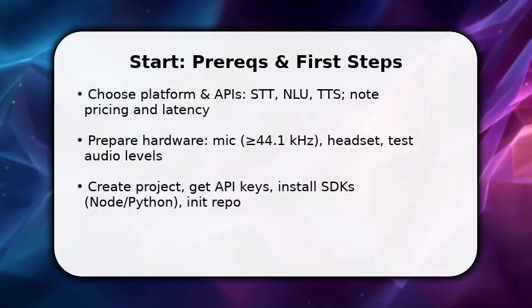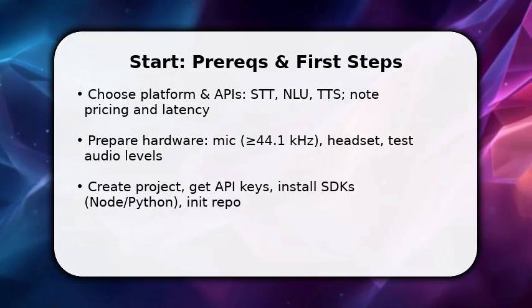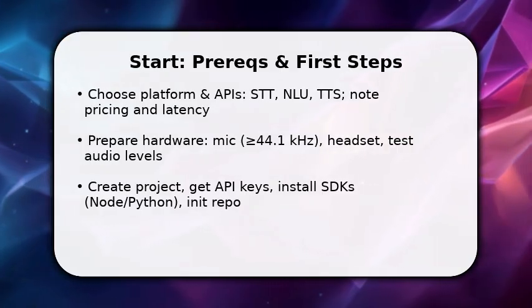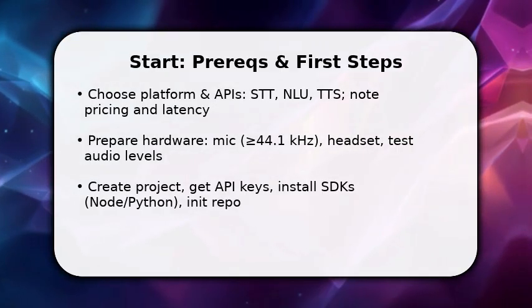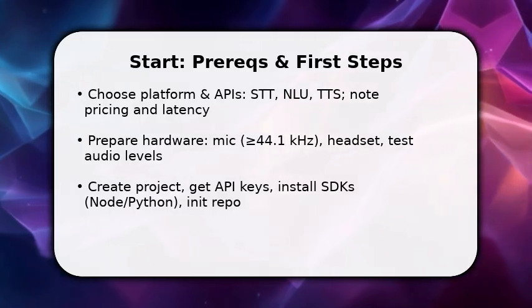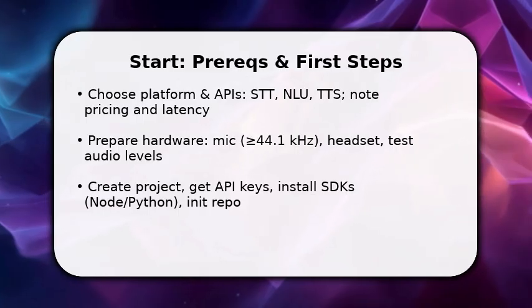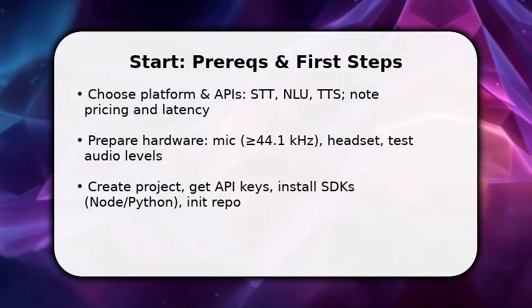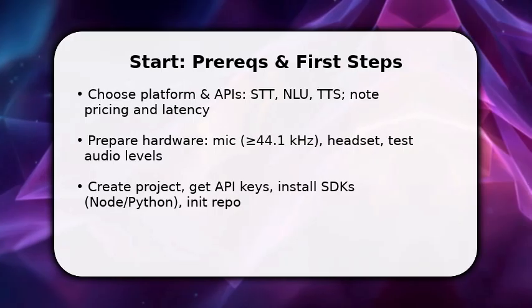You begin by locking key prerequisites so you can build immediately. Pick your speech-to-text, natural language service, and text-to-speech providers based on latency and cost. Once chosen, procure API keys, set up a project repo, and install SDKs for Node or Python.